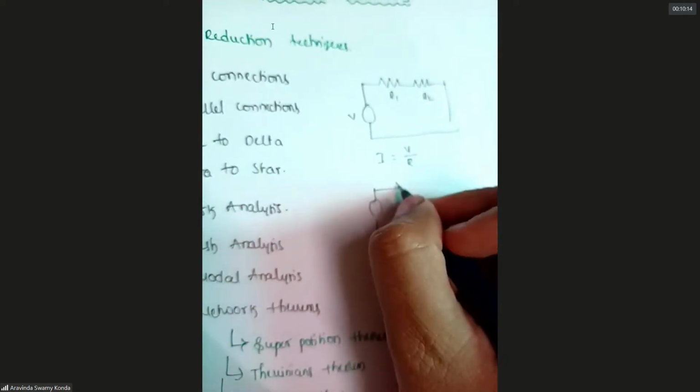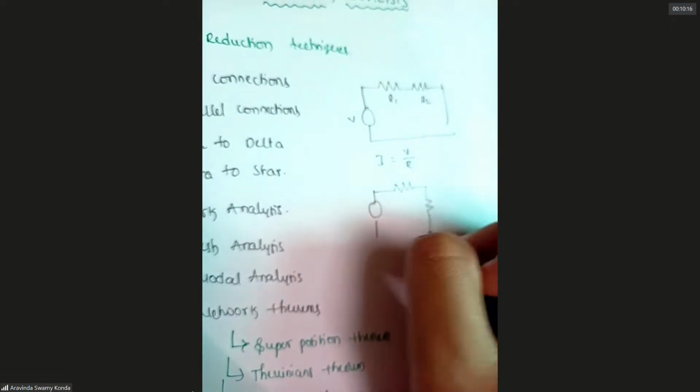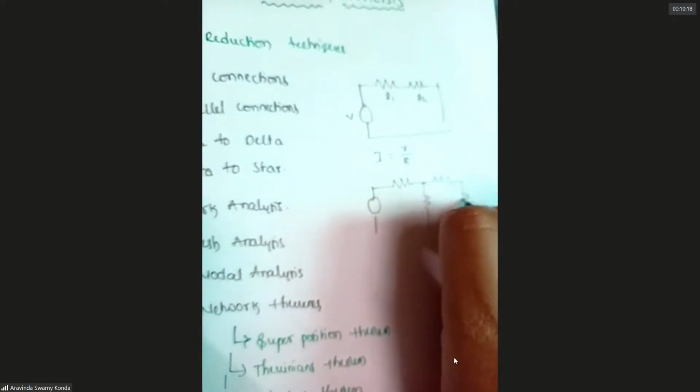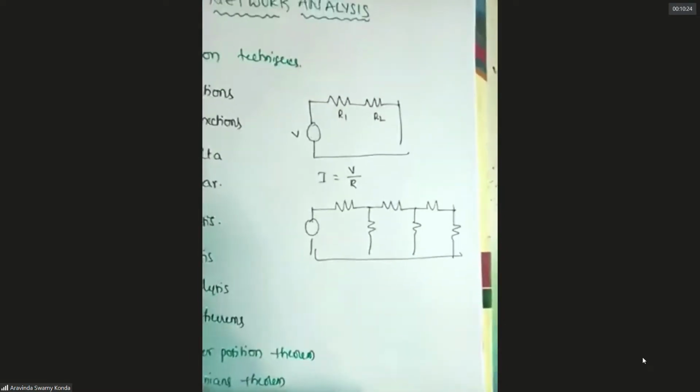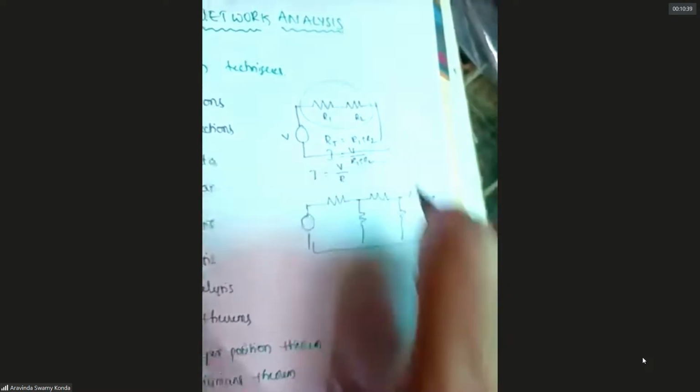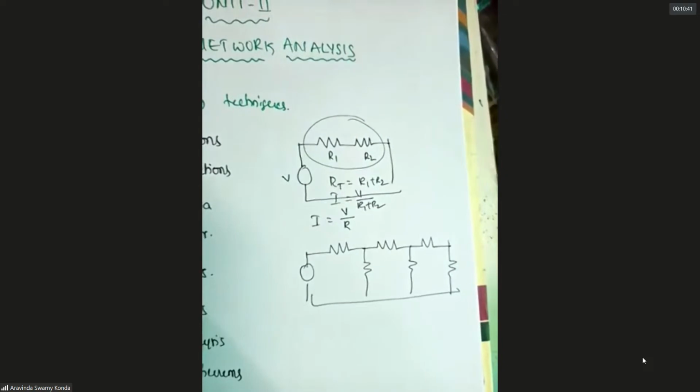But if it is a complex circuit like this, some complex circuit, and you want to find out the total resistance, then for the simple circuit you directly say R1 plus R2. Then the response is I equals V by R1 plus R2. Directly you can say it with a simple methodology.